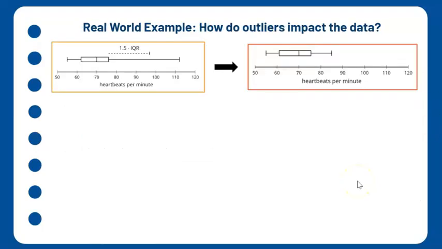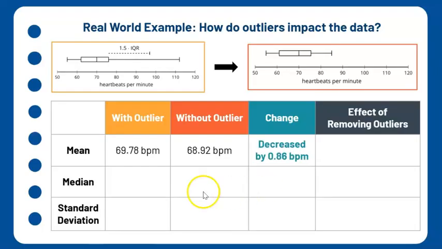Now that we know when an outlier should be removed, let's think about how the data changes. The box plot in yellow shows the data with an outlier. The box plot in red shows the data without the outlier. How does the data change? Let's start with the mean. The mean with the outlier is 69.78 beats per minute. Without the outlier, it's 68.92 beats per minute. This means that it decreased by 0.86 beats per minute. Generally speaking, removing outliers can greatly change the mean since it's affected by extreme values. Removing outliers can have a large effect.